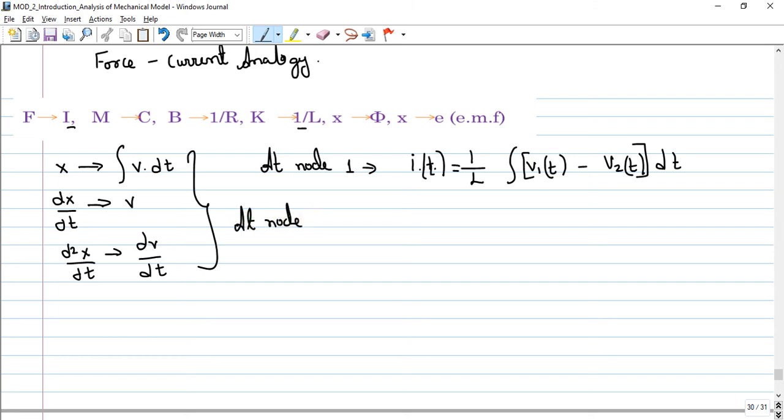In similar fashion at node 2, the LHS part is 0 and the RHS follows. When I consider mass m2, it will be replaced by c2, and mass into acceleration, d square x2 of t by dt square, will be represented accordingly. So please check the equation.